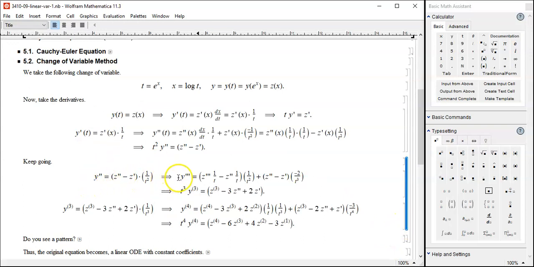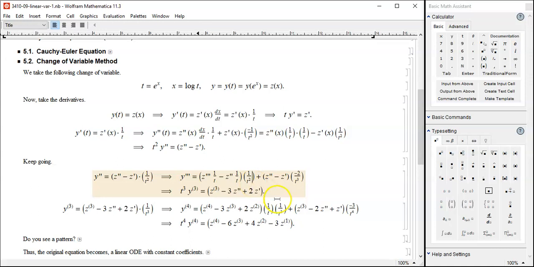From here, take the derivative again. We have the third derivative. By product rule, we have the derivative of the left-hand side times the right-hand side, plus the left-hand side times the derivative of the right-hand side. When you take the derivative of the right-hand side, we have t to the third power in the denominator. And when you take the derivative of the other part, we have 1 over t coming from the chain rule, since x is log of t. So either way, I'm getting 1 over t to the third power.